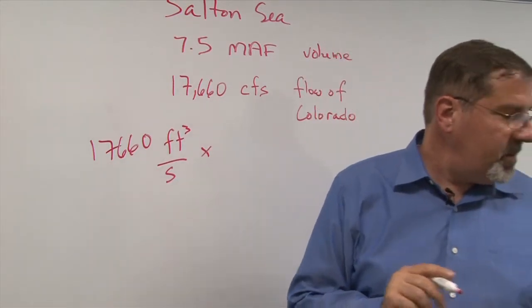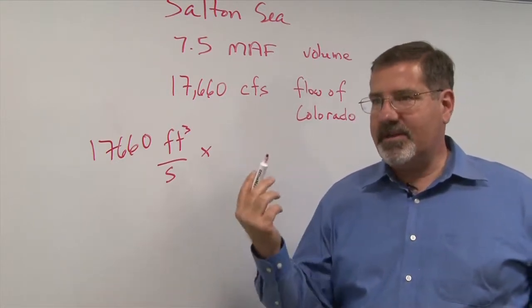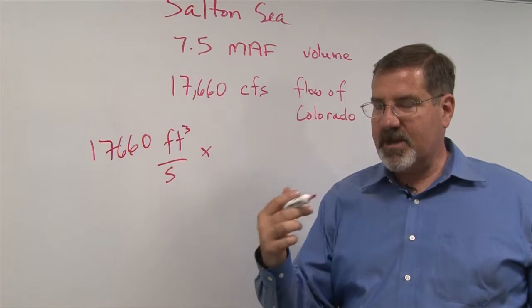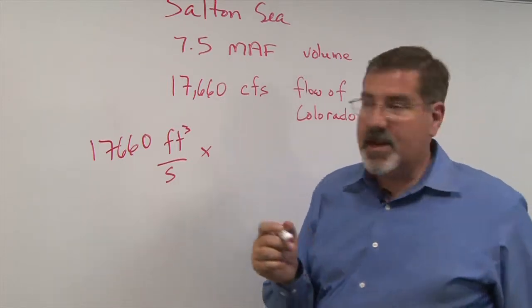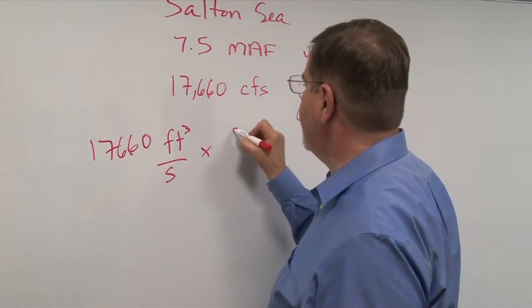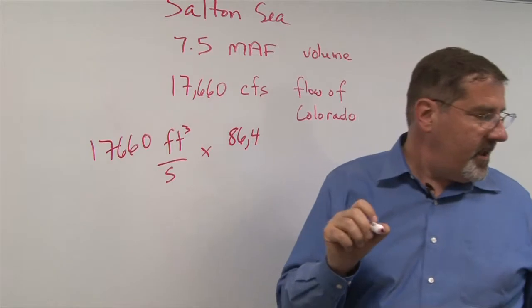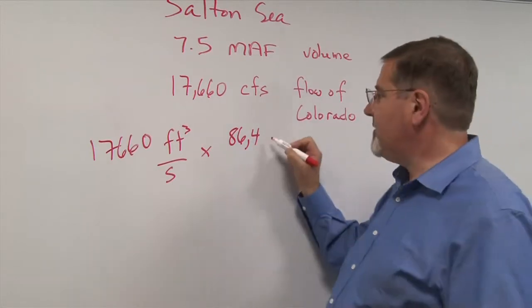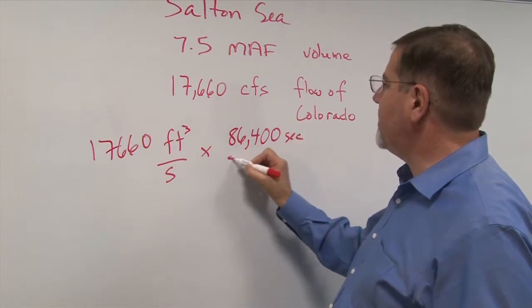And so the way we do that is we're just simply going to do in our head 60 seconds times 60 minutes times 24 hours. And that gets us to 1 day. And that's 86,400 seconds per day.